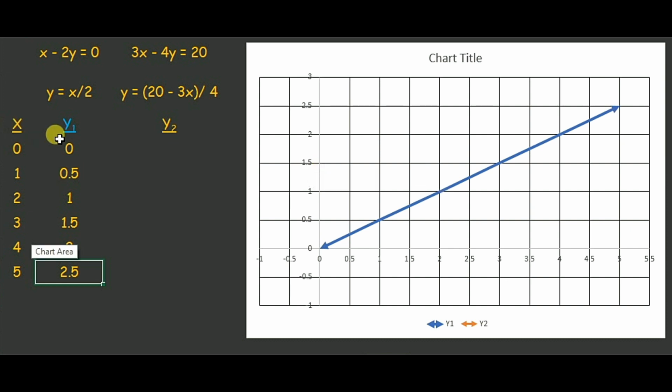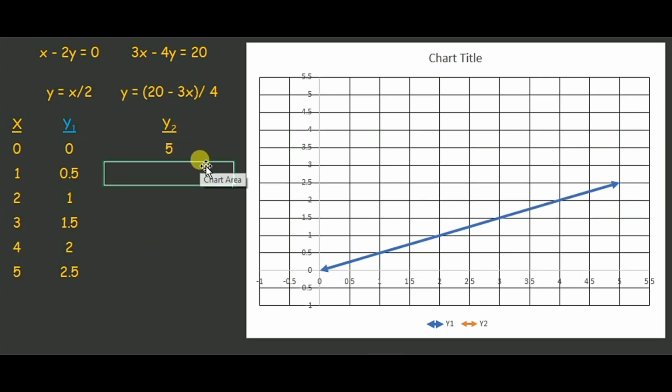Likewise, if I replace x with all these values here, I'll get some y values from this equation. When x is 0, y2 is 5. I replace this x with 0, it will give me y as 5. 20 minus 3 into 0 is 0. 20 minus 0 is 20. 20 over 4 will give you 5. When x is 1, this y is 4.25.